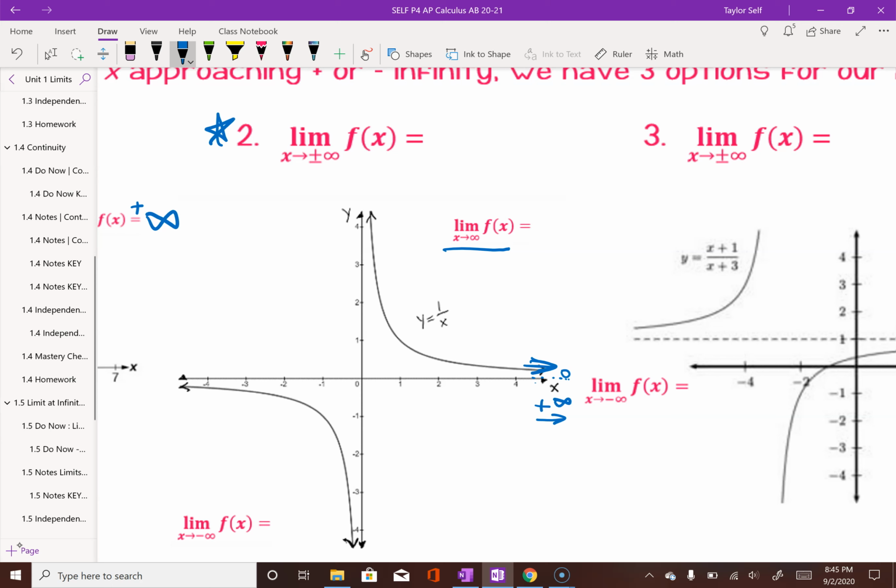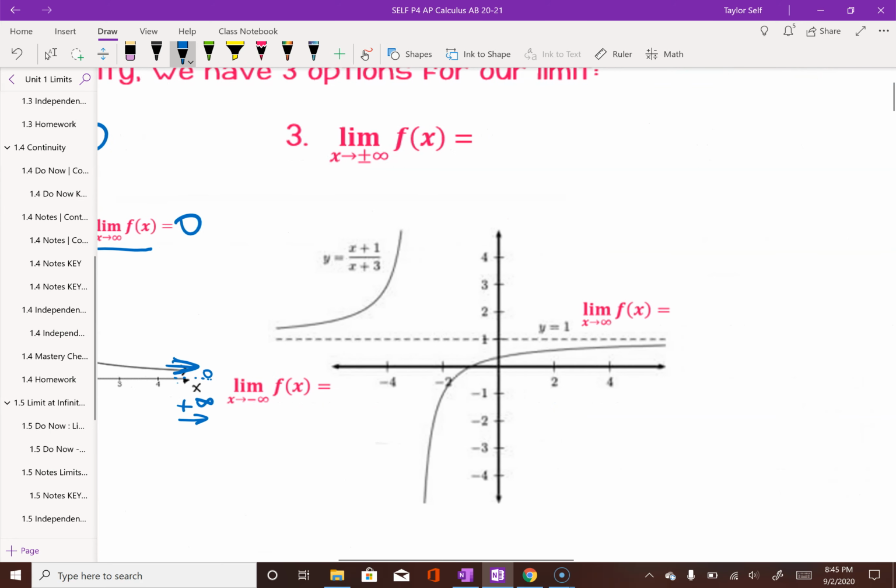And then what about the limit as x approaches negative infinity of f of x? As x goes this way forever, negative infinity, what is our y value getting closer to? Again, our y value is getting closer to 0. So another option for limits approaching plus or minus infinity is 0.